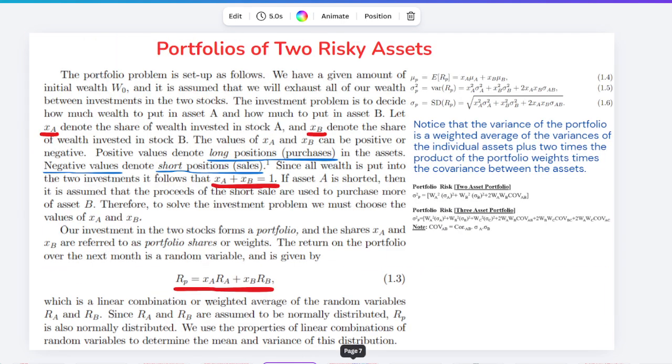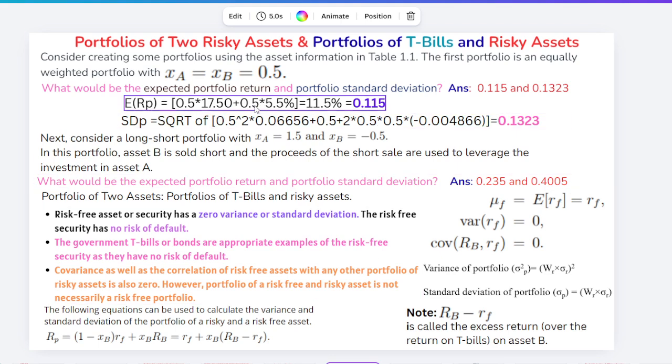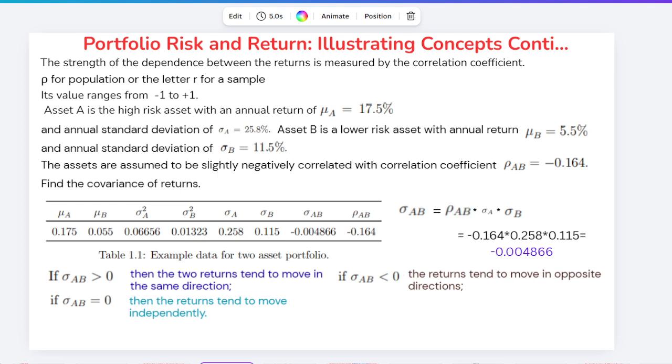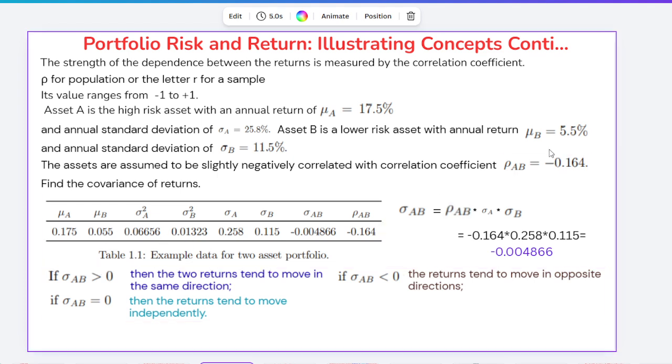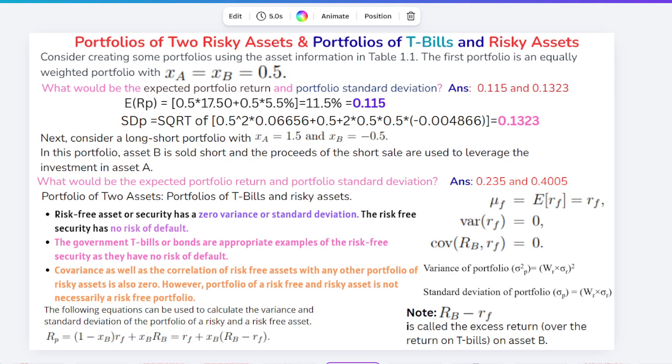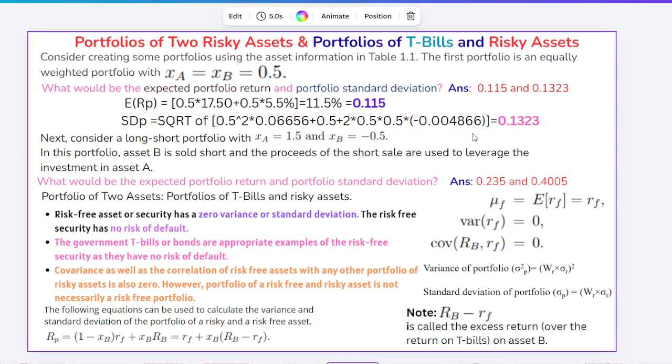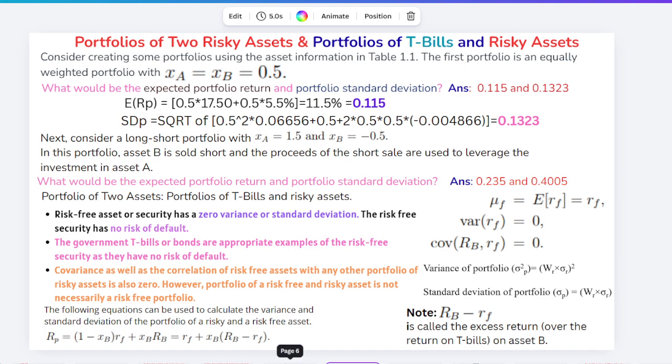Then what about the case of 0.5, and this is 5.5. 5.5 percent is given. Now, similarly, the standard deviation of P is the square root of all this. Simply we put the values all here, so your value would be 0.1323.